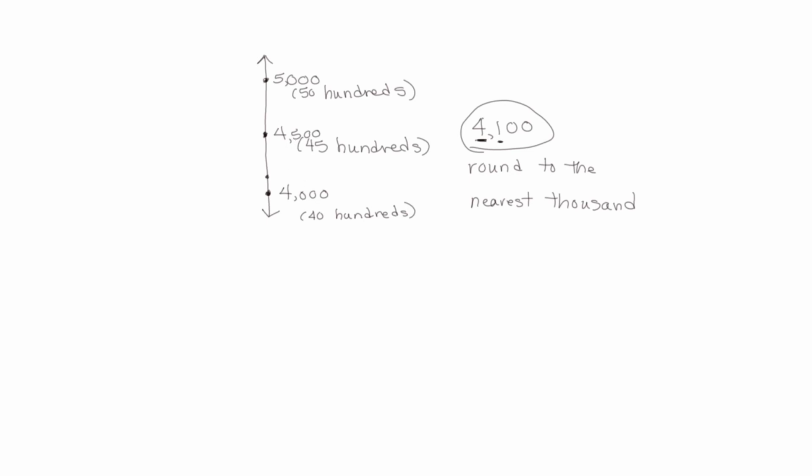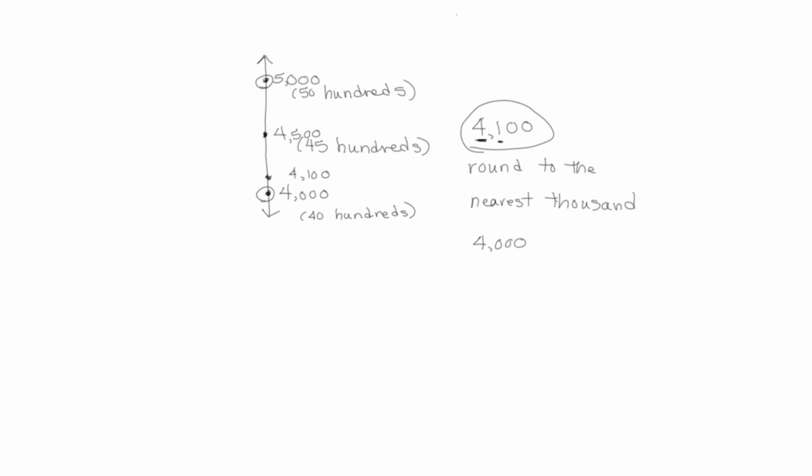So if we were going to put it on the number line, we'd put it about here. So now rounding to the nearest thousand, we'd ask ourselves, is it closer to this thousand or this thousand? And we can see on our number line, it's closer to the 4,000. So 4,100 rounded to the nearest thousand would be 4,000.